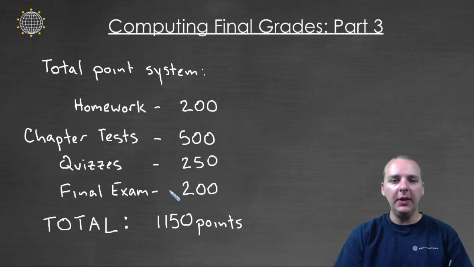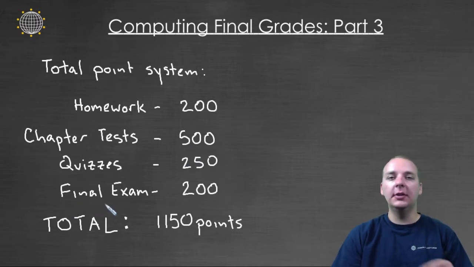Let's say for quizzes, maybe we had 5 quizzes, just like we had 5 chapter tests, but you only made the quizzes worth 50 points apiece, so that the total number of points available would be 250, and that'd be half of what the tests are worth. And then lastly, the final exam is very, very valuable. Maybe we want to make this worth twice as much as a chapter test, so that one test all by itself is worth 200 points.